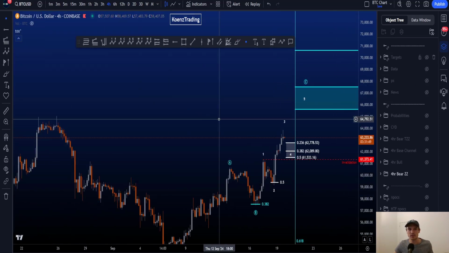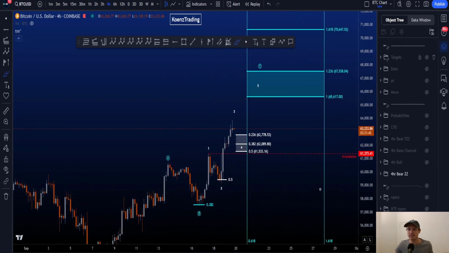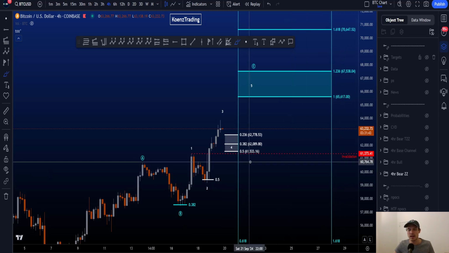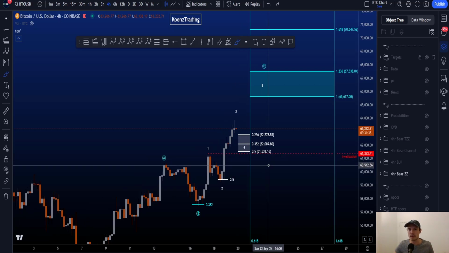Now the invalidation for this scenario is the high of your wave 1 at 61.373, and that is because a wave 1 and a wave 4 are not allowed to overlap in an impulse, which is what we are looking for over here.